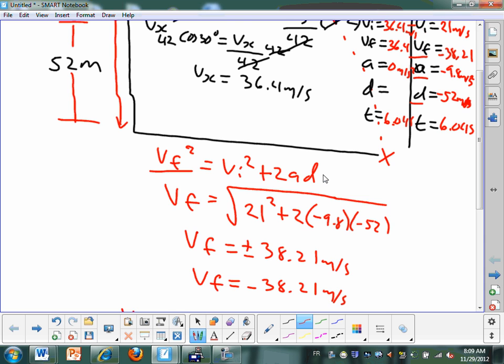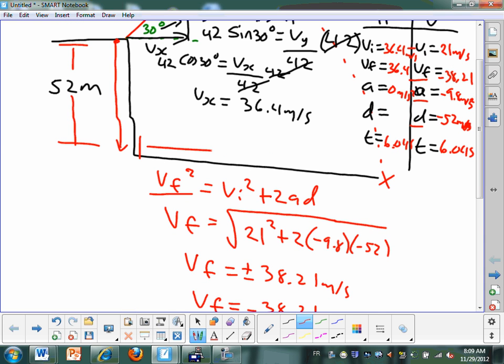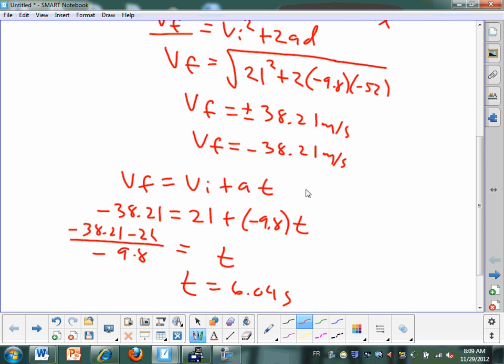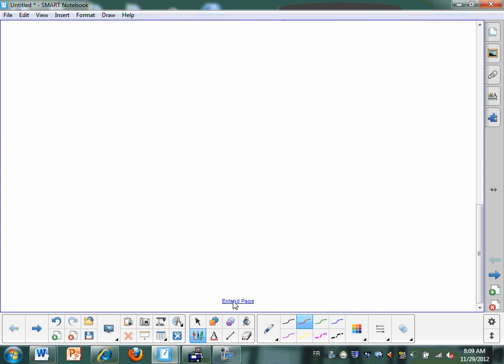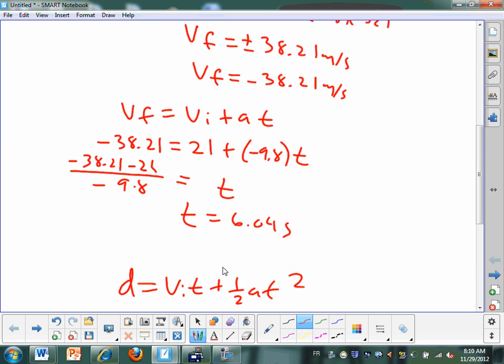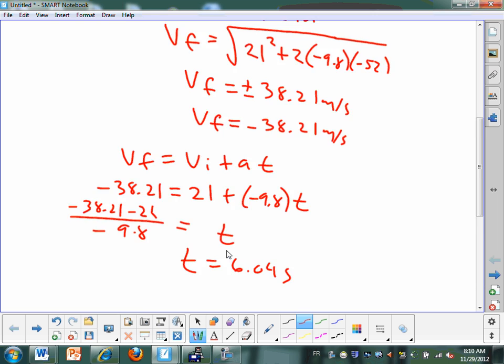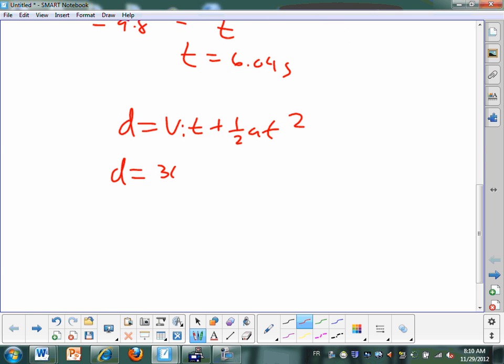The next question I need to figure out is how far sideways it was when it hit the ground. I'm going to use which formula? D equals ViT plus 1/2 AT squared. My D is what I want. My Vi was 36.4. My time, 6.04.